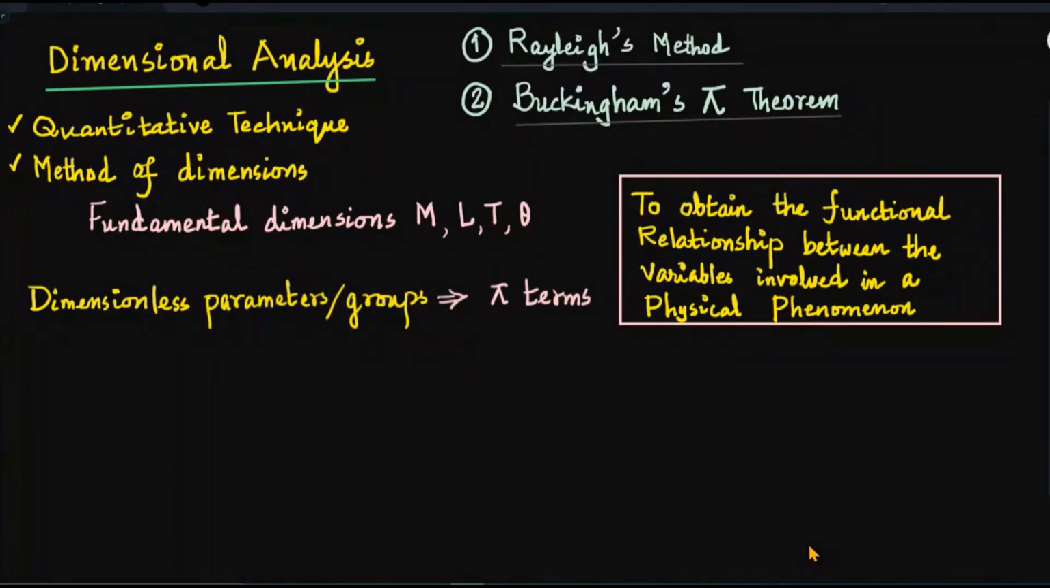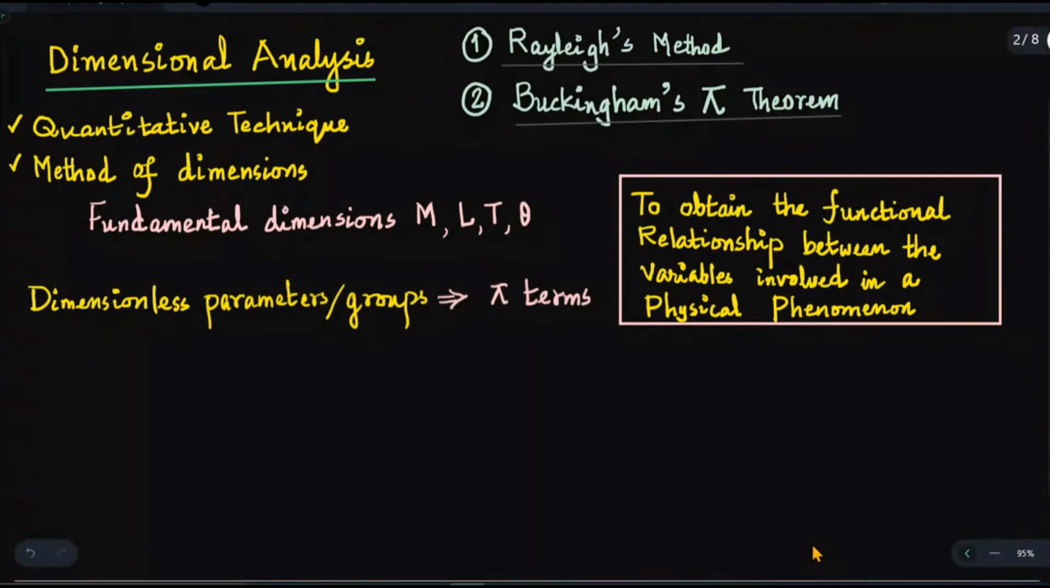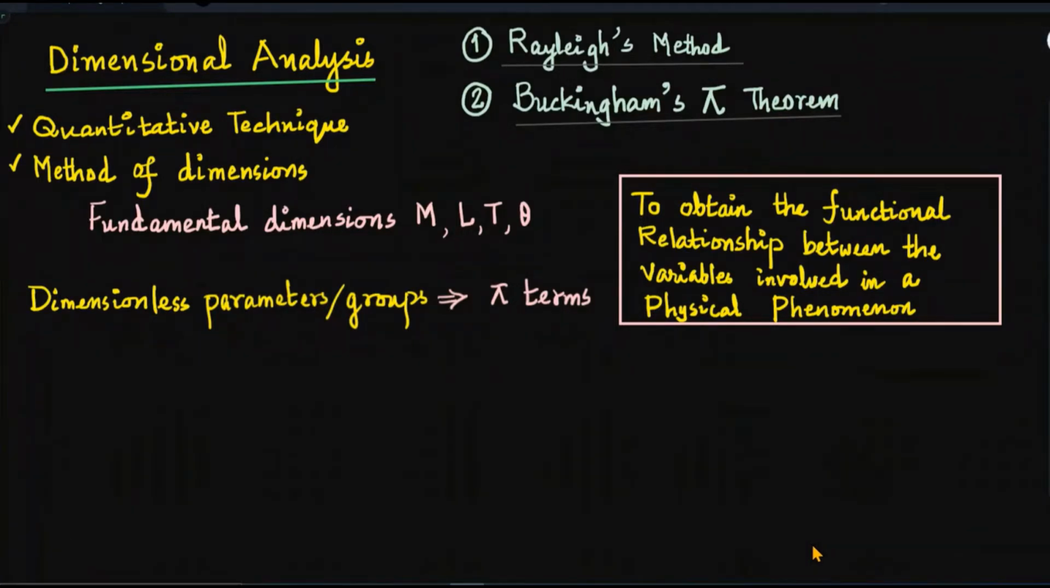You know that the fundamental dimensions of physical quantities we usually come across are mass, length, time, and temperature. They are M, L, T, and theta for the temperature. M for mass, L for length, T for time, and theta for temperature. Out of these, in typical fluid mechanics problems, the temperature part may not be involved. So basically we'll be using the three fundamental dimensions, M, L, and T.